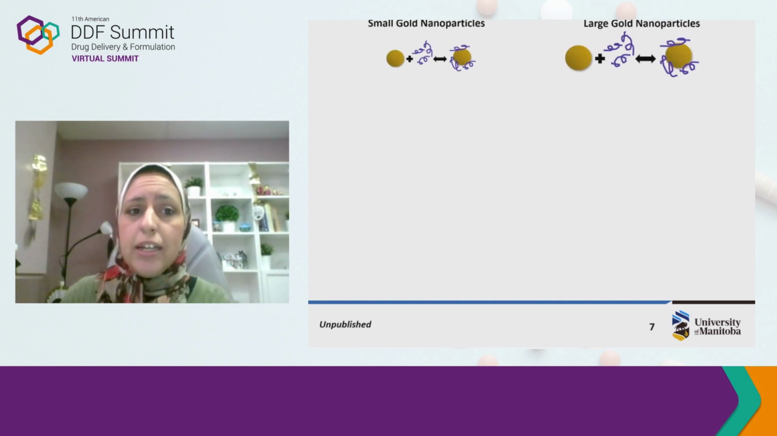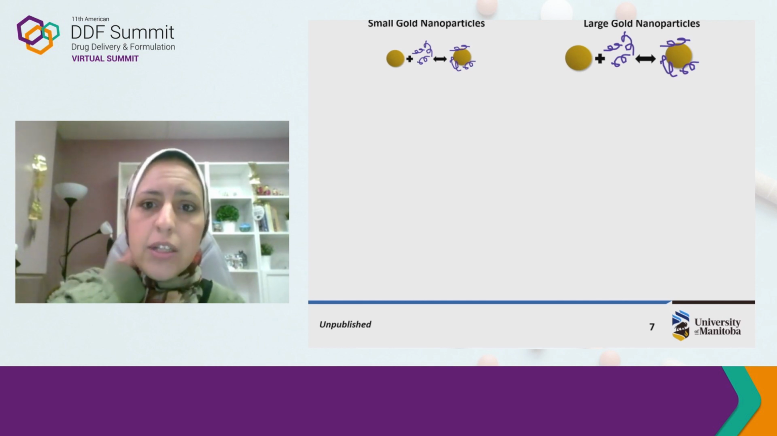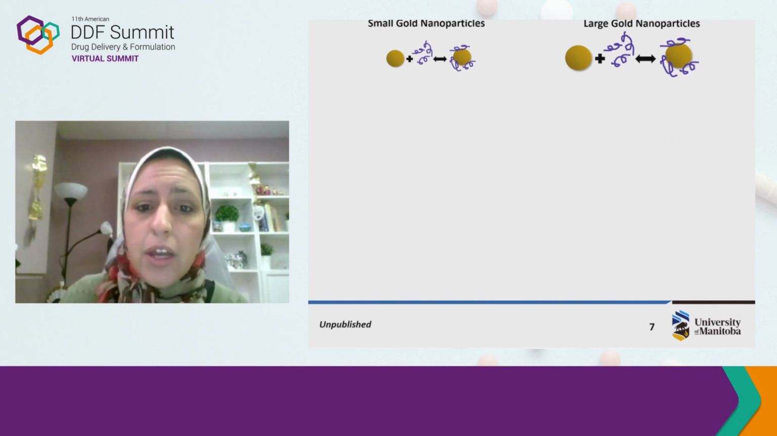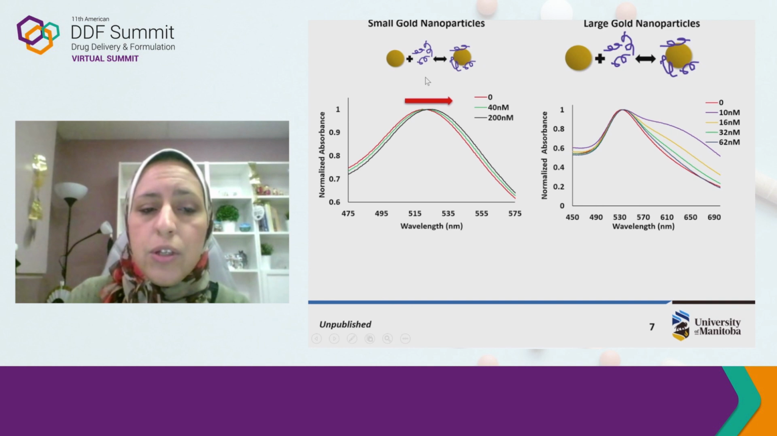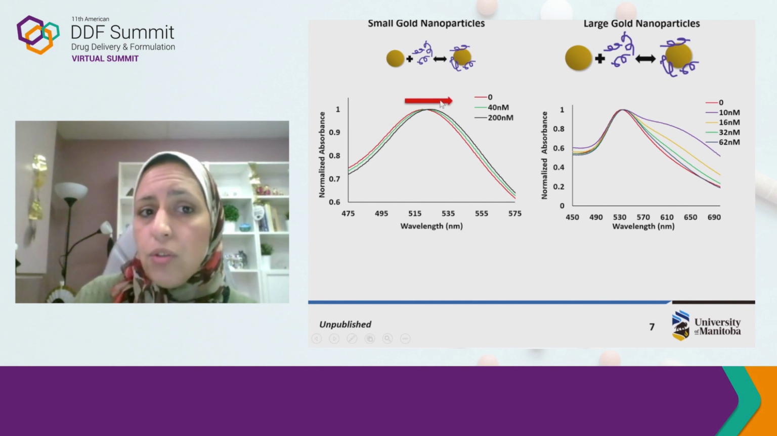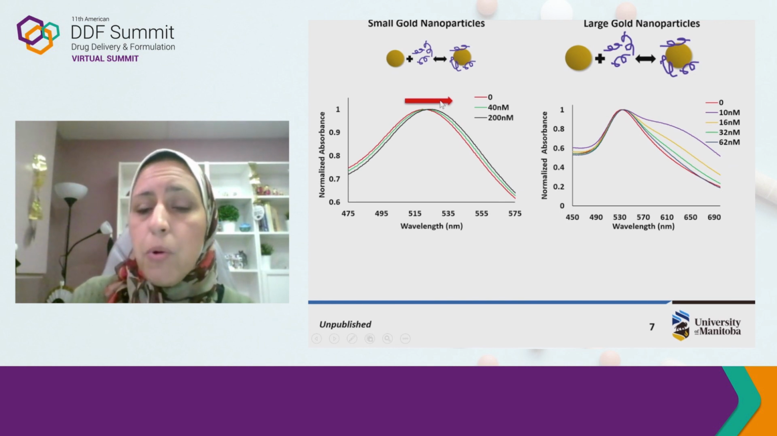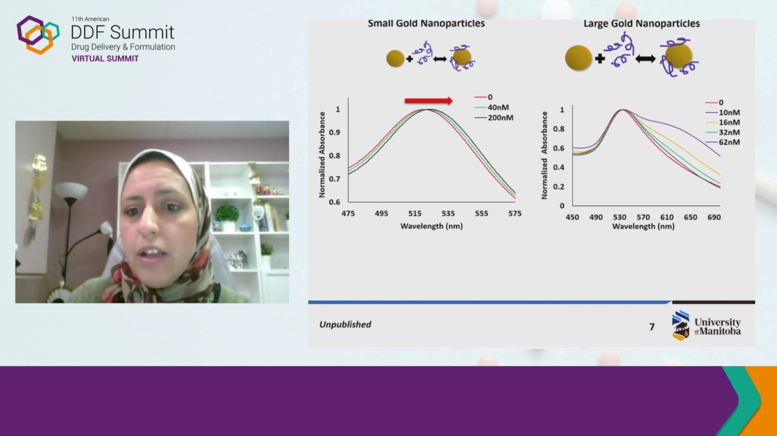So simply, if we have small particles and large particles, let's say in this study 15 and 30 nanometers, and we expose them to a protein, the first thing that we observed is that there is a redshift, and this redshift increases with the concentration of the protein. So there is clearly a protein corona formed on the surface of those nanoparticles. But what we also observed is that the large particles were behaving differently than the small particles, and the response is very different.